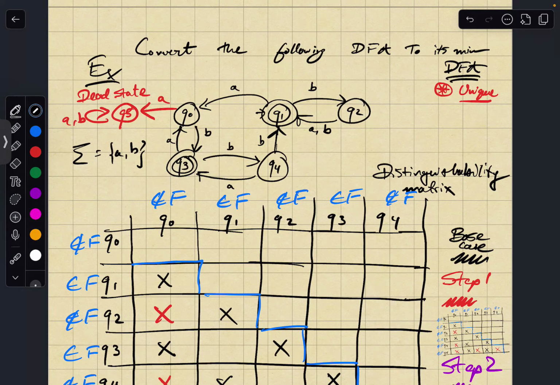Yes. Second question was about distinguishable states. Distinguishable states are either pairs of states that are different in type in terms of acceptability, or where when you read the same letter from both of them, you go to a pair of distinguishable states. I mean, they must be different for them to be distinguishable, yes. But it's a recursive definition, right?